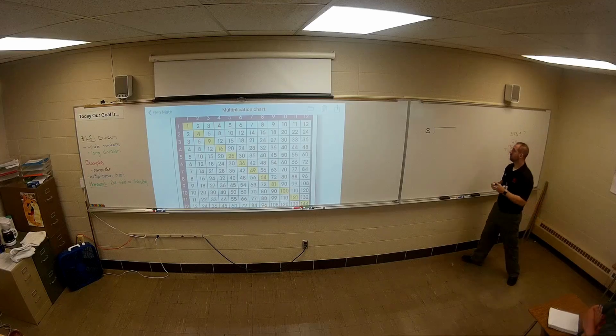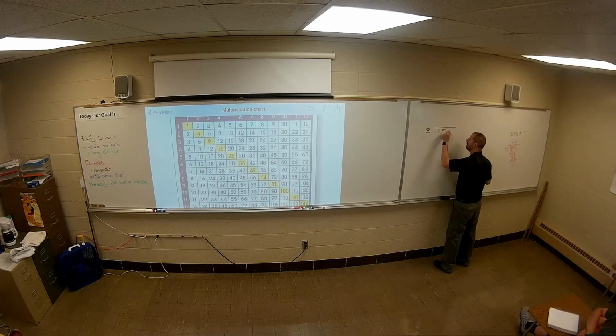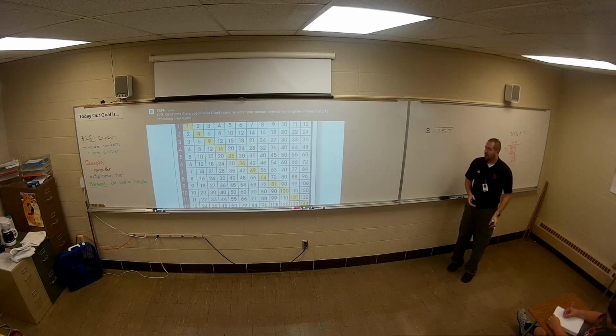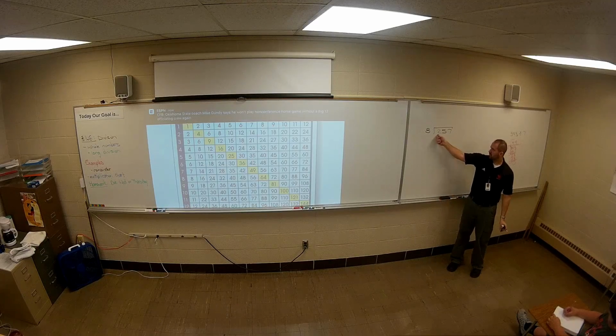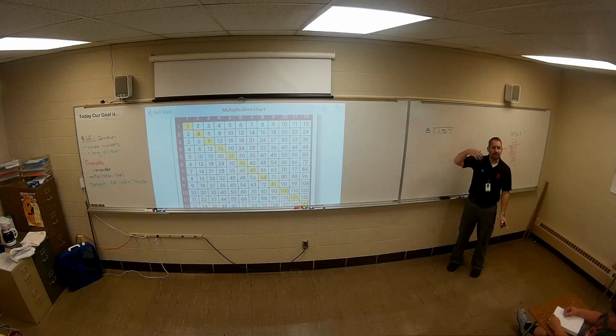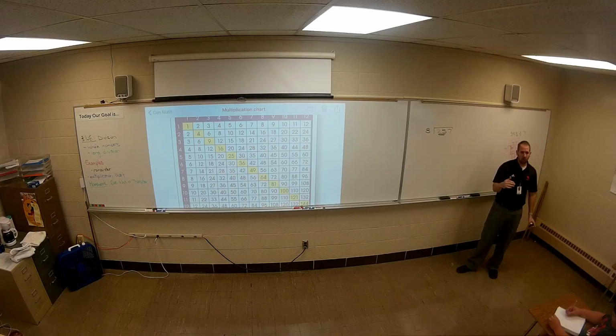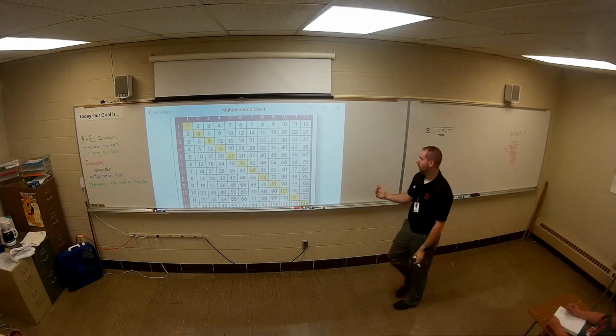257. 257, alright, I like it. Okay, so 257. Do we agree that the 2 is too small for the 8? So we can't just use the first number. So we're going to have to do the 2 numbers here together. So we're going to start with the row of 8s. We have to go to the 25 without going over it.